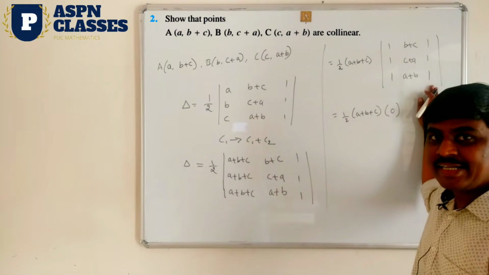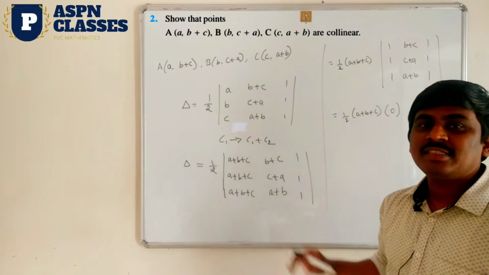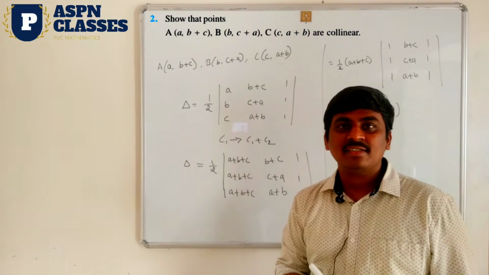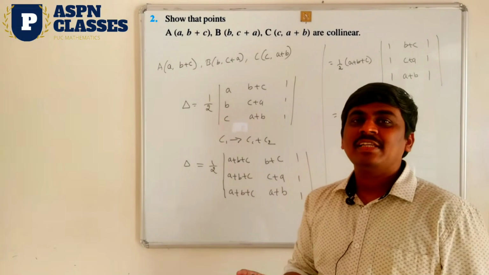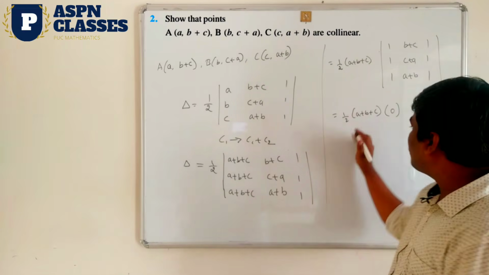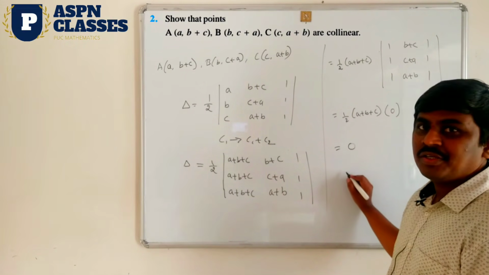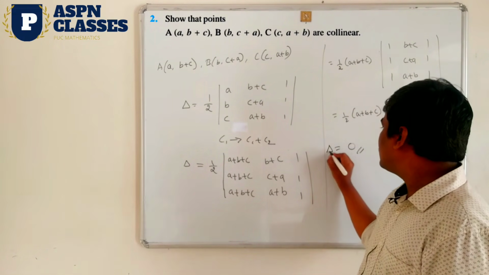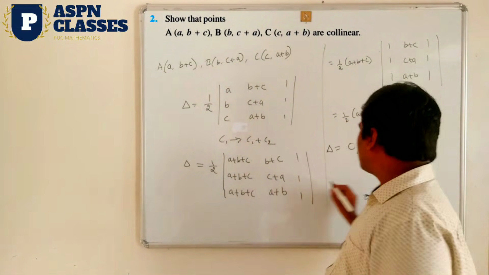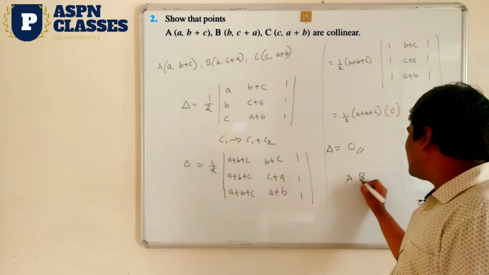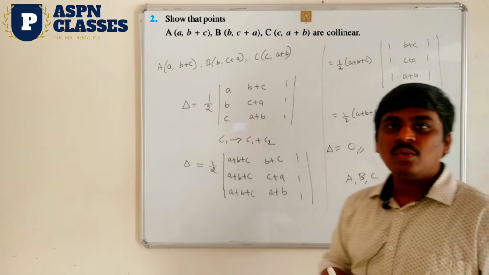Because column 1 and column 3 are identical. Therefore, the determinant value is 0. Already you studied that third property: any two rows or any two columns are identical, then determinant value is 0. So 0 multiplied with anything, it means 0 only you get. So whenever you get the area answer as 0, it means that these 3 points A, B, C are collinear points.